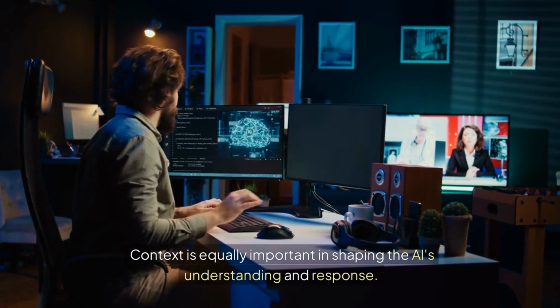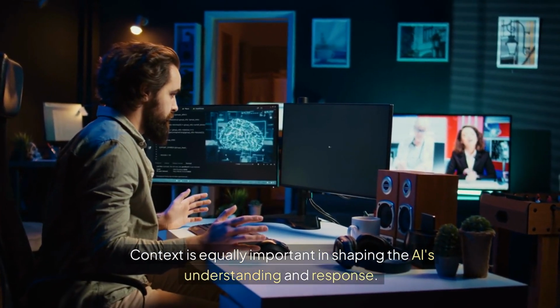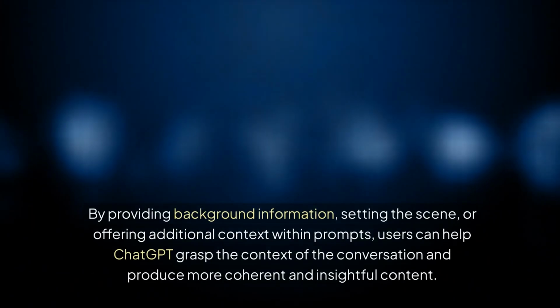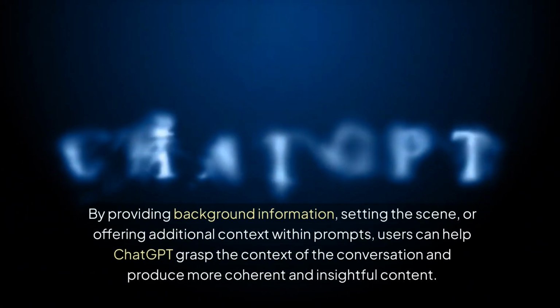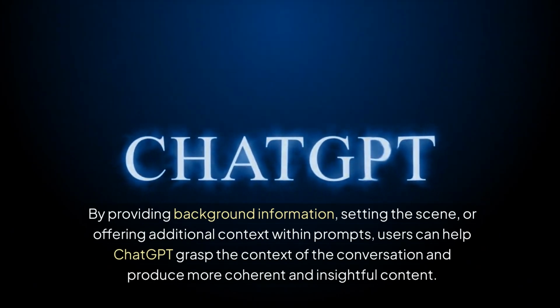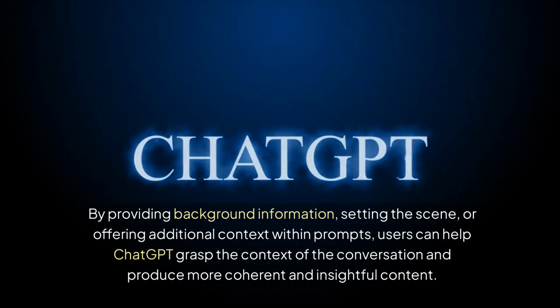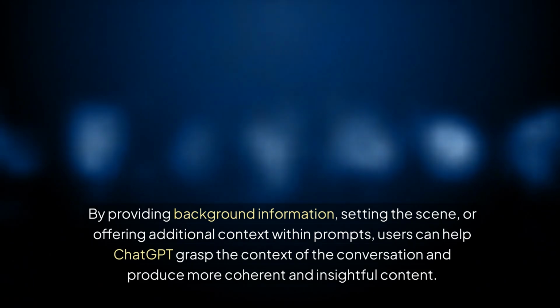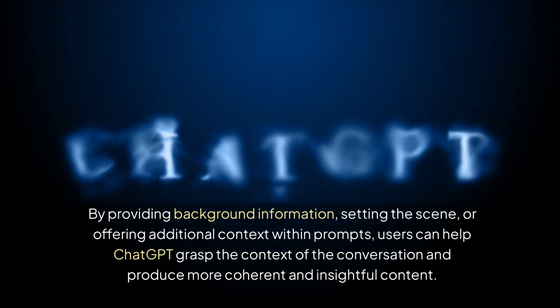Context is equally important in shaping the AI's understanding and response. By providing background information, setting the scene, or offering additional context within prompts, users can help ChatGPT grasp the context of the conversation and produce more coherent and insightful content.